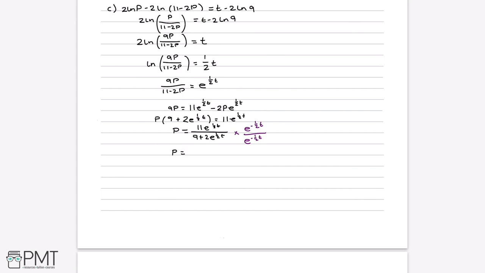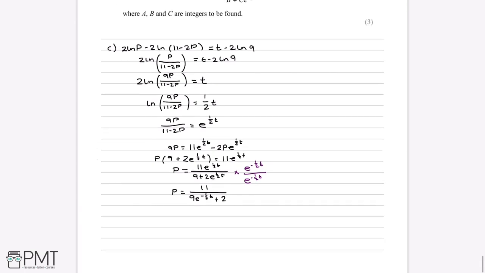So on the top, these cancel out, and we're left with just 11. And on the denominator, we get 9e to the power of minus a half t plus 2, because the e to the power of a half t here cancels out 2.